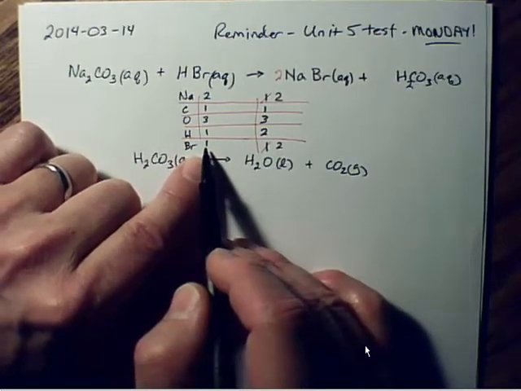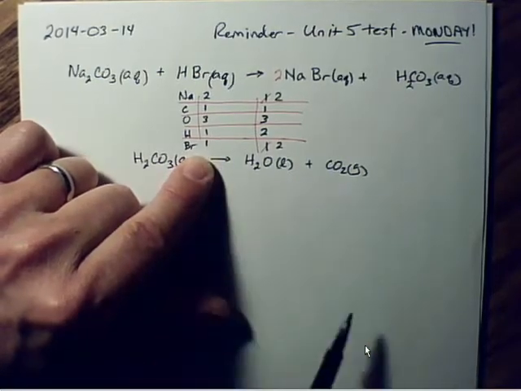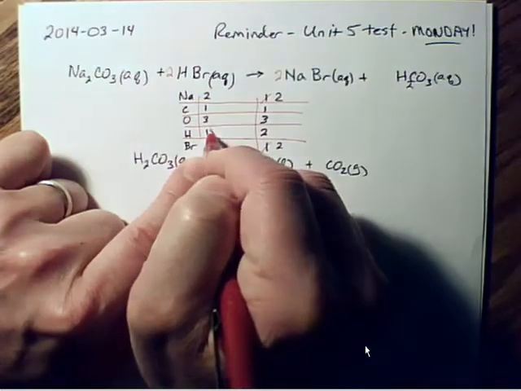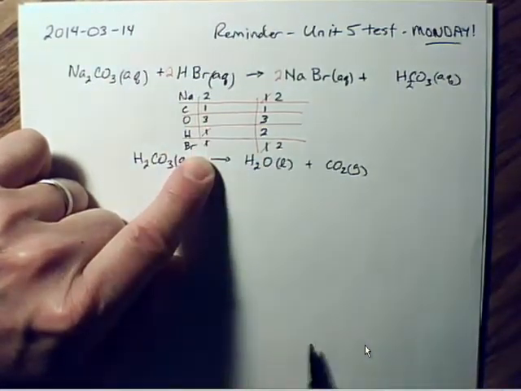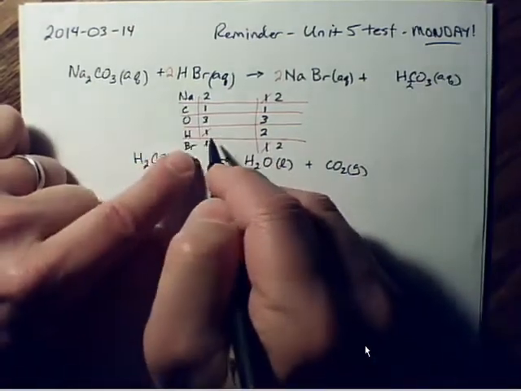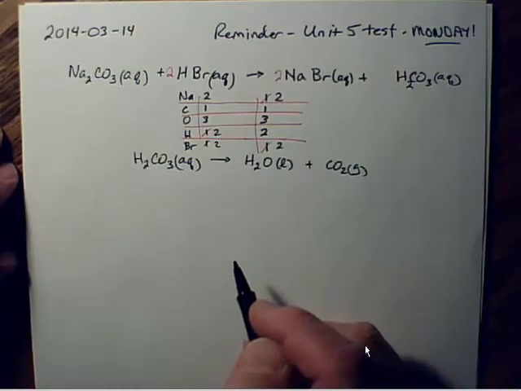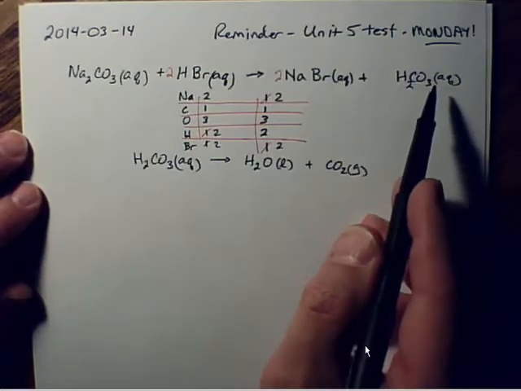I'm going to go over to this side and see that I've got 2 bromines on the right. I need to have 2 bromines on the left. So I'm going to put a 2 in front of the species that contains a bromine, which multiplies both of the elements in that formula by 2. That gives me 2 hydrogens, 2 bromines, and that balances the equation. That hasn't changed the number of these carbonic acids over here.